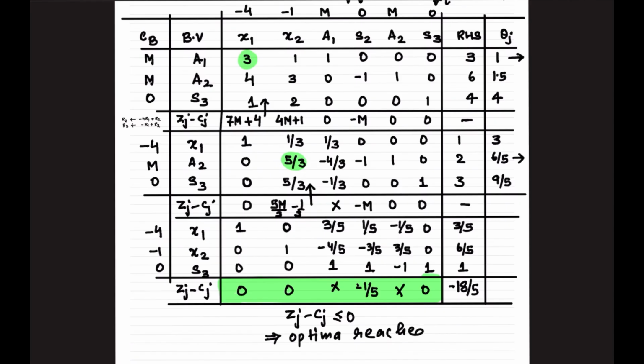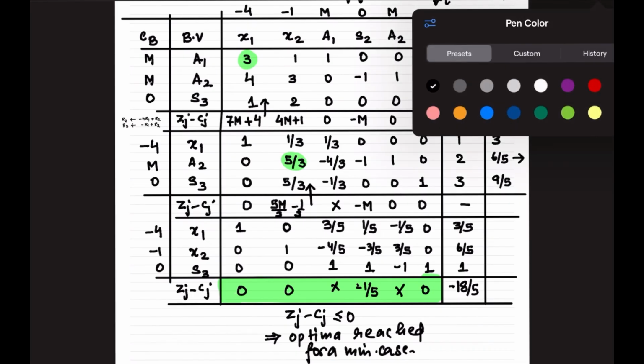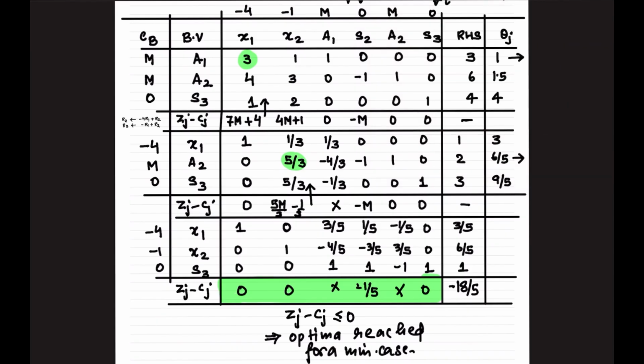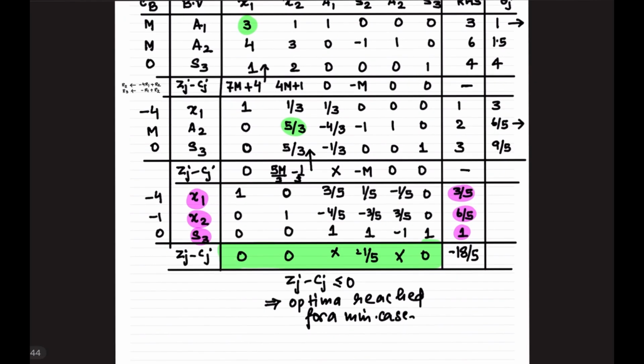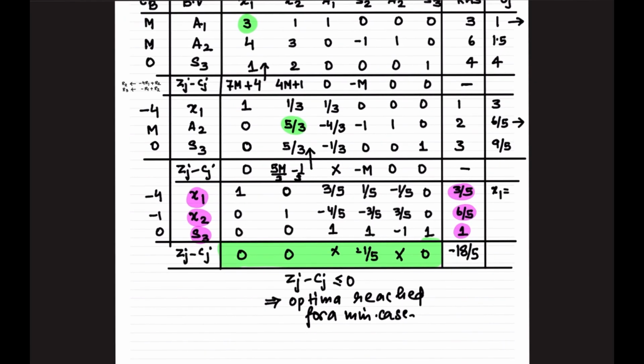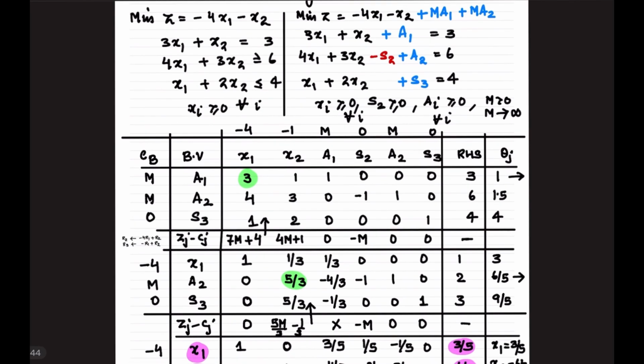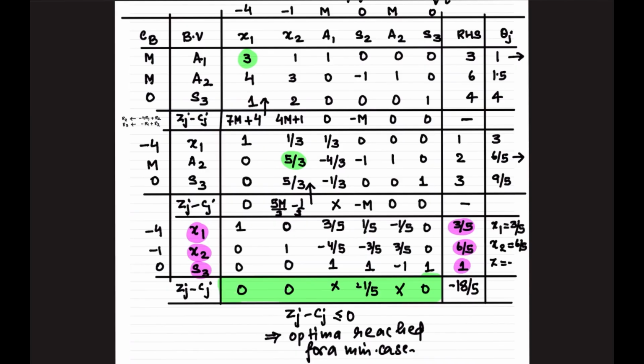So this is the optima for a minimization case. And what is the point of optima? The point of optima is x1 equals 3/5, x2 equals 6/5, and there is still a slack S3 equal to 1. So the point of optima is x1 is 3/5, x2 is 6/5, and z is equal to -18/5. So this is the optima.